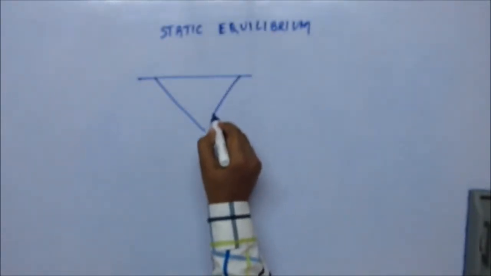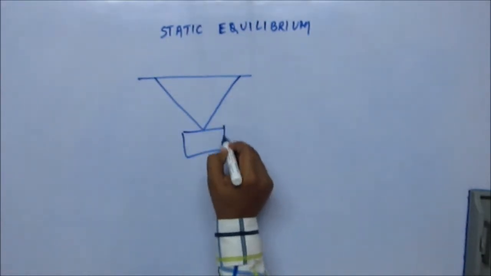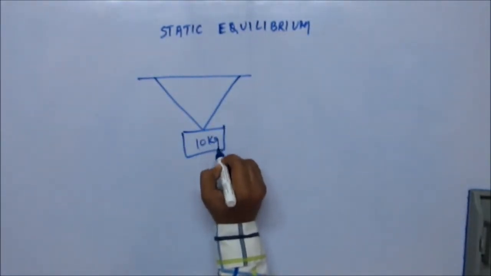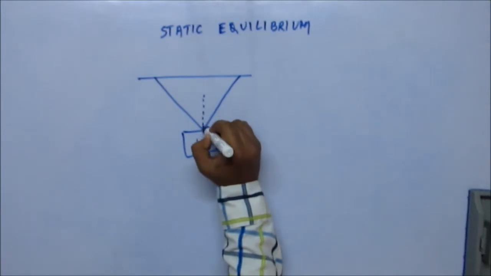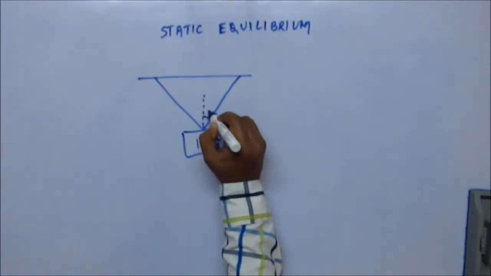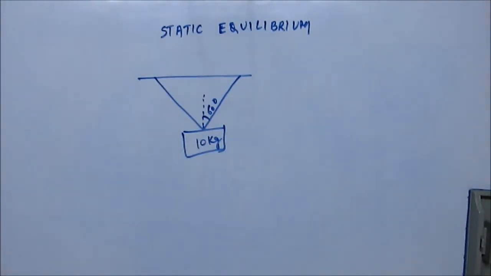Let's see, we have a system like this. This is a 10 kg block and this angle, suppose, is given as 60 degrees, and both the strings are symmetrical. That means the other angle is also 60 degrees. Now they are asking what is the tension in the string. How much is the tension in the string?